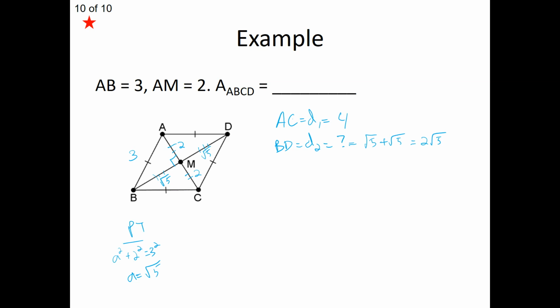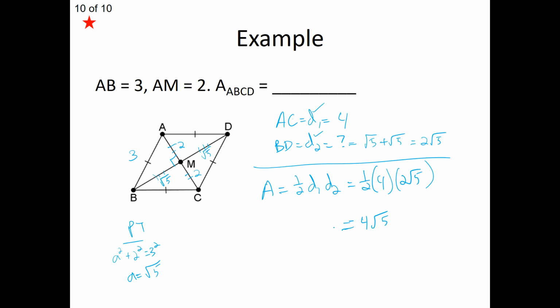Now we have d sub 1, check. Now we have d sub 2, check. We can actually find the area. So let's find the area of our rhombus here. Area, remember, is 1/2 d sub 1 times d sub 2. Let's plug in what we know: 1/2 times 4 times 2 root 5. We then multiply that out. My outside numbers multiply outside numbers, and the numbers with the radicals stay the same. So 1/2 of 4 is 2, 2 times 2 is 4. And then we end up with our final answer. The area of this rhombus is 4 root 5.